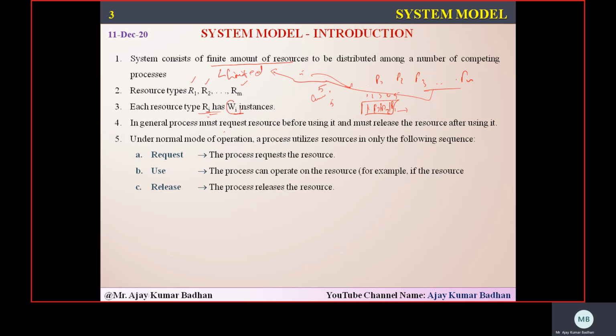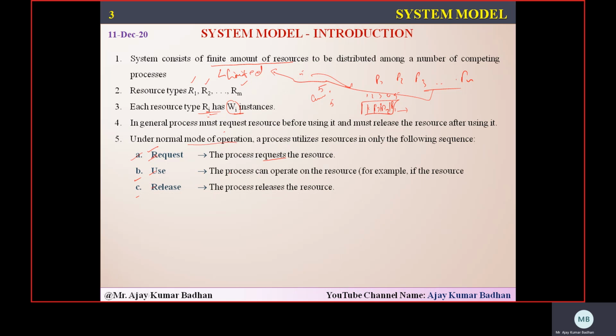So every resource will have some set of instances. Now, under a normal mode of operation, whenever you are executing, a process will perform its task based upon these 3 steps. Whenever a process is created, it has to complete a particular task, and it can complete the task based upon these 3 particular steps. The very first step is request. Whenever a process wants to use a resource, first it has to request that particular resource. It can't directly go and grab that particular resource. It has to first request it from the operating system.